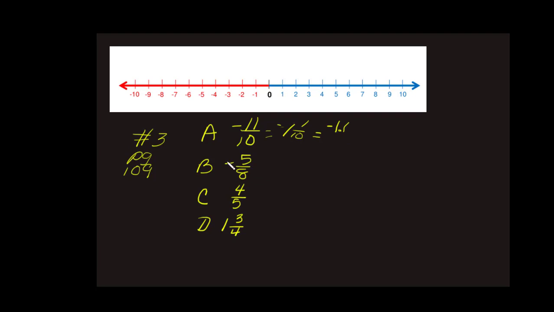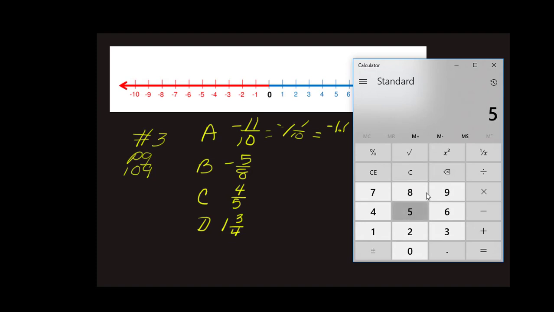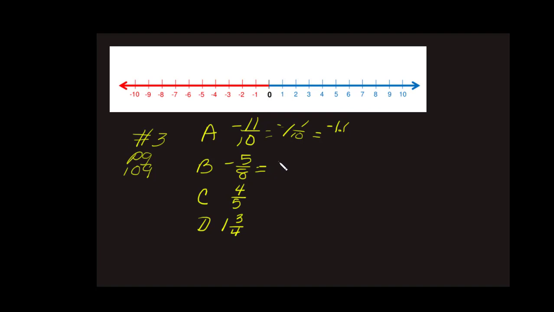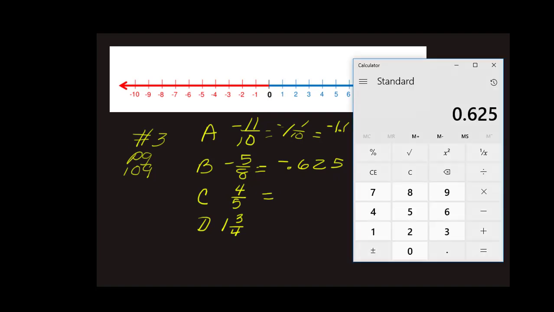Let's look at B. B is negative 5/8. So to turn that, we're going to take the 5, divide it by 8, and we get negative 0.625. And we're going to do the same for 4/5. 4 is my dividend, divided by my divisor, 5, and I get 0.8.